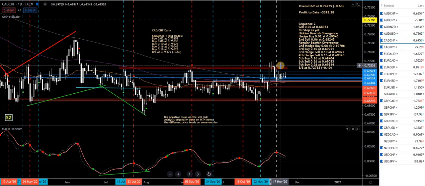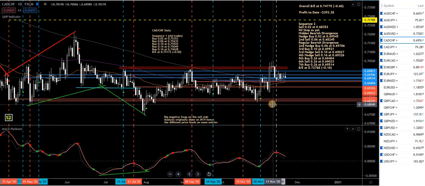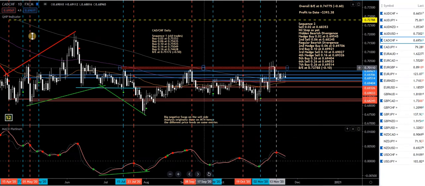There's a solid sort of resistance level here, and it seems to have held again. And in the meantime, the MACD Platinum's above the 0 level. So other than those 5 buy trades, this is all pretty tight in here, which is good. It's just a matter of trying to work my way out of it.